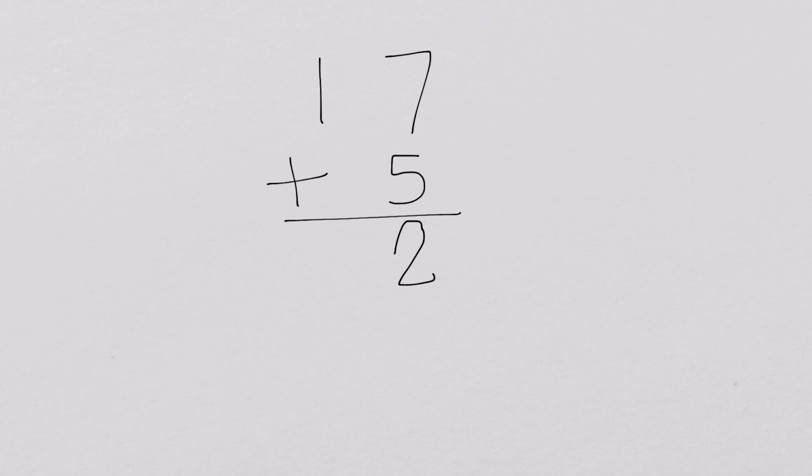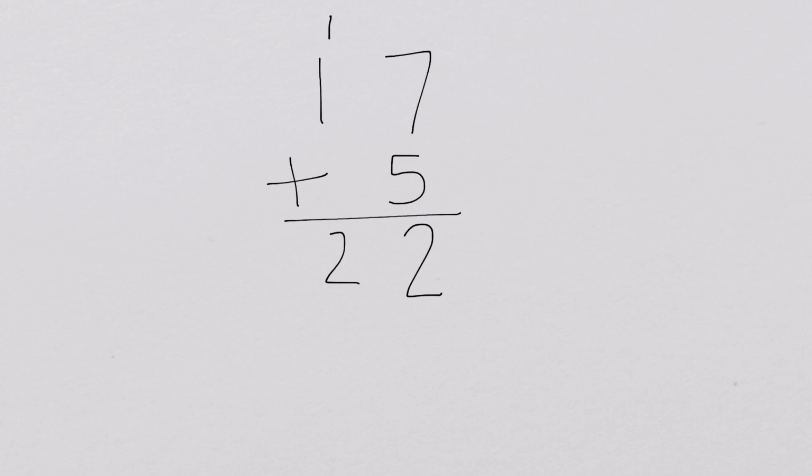To do this, let's first think of addition. Let's say I'm working with 17 plus 5. When we add 5 and 7, we get 12. And think about what you do here. You write down the 2 in the ones place, and then we carry the 1 over to the tens place value. And then we have 1 plus 1, which gets us 2.